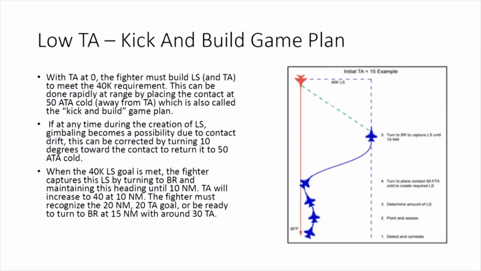But once you kick and build and you turn parallel to the bandit's flight path, you just watch your gates. Remember your gates: 40, 10, 15, 30, 30, 30, 15, 20, 20, 40, 10. You're going to watch those gates, and when you reach a proper gate where you can turn into the bandit at that 40 degrees of angle off, you then ride that 40 degrees of angle off, 40 degrees of target aspect, into that 10 nautical miles and 40,000 feet of lateral separation.